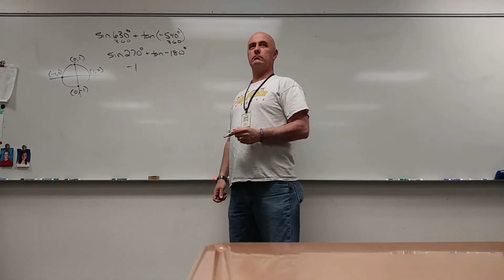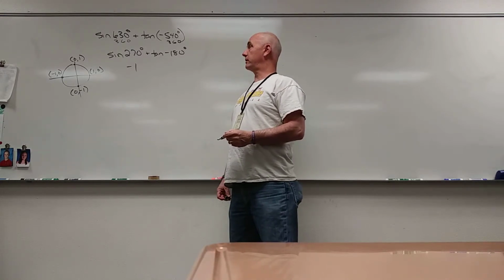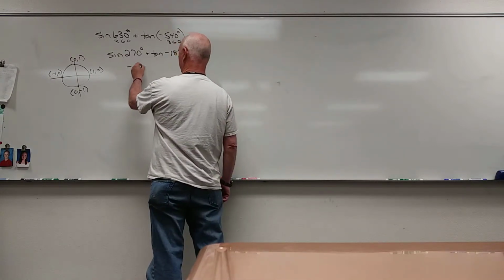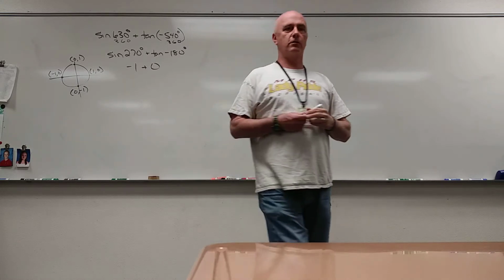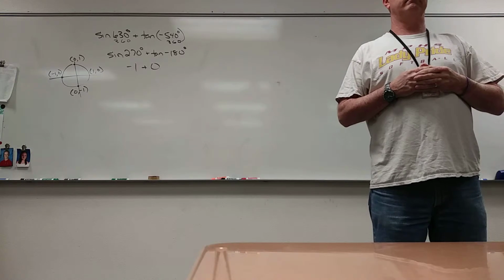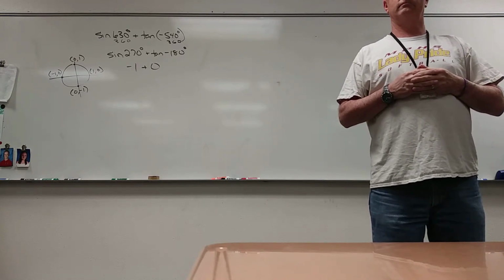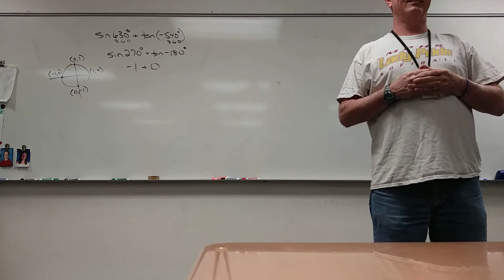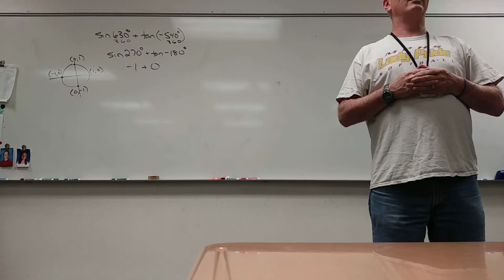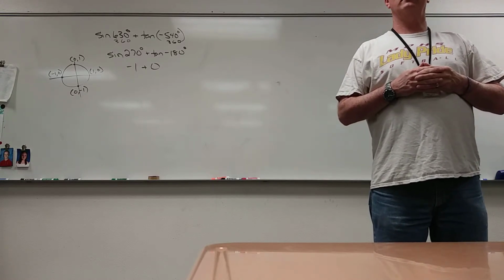Tangent. Isn't that sine over cosine, also known as y over x. So what's the tangent of negative 180 degrees? 0. Because y is 0, x is negative 1, 0 over negative 1 is 0. Okay with that? I like doing a really hard way. I understand. Next.